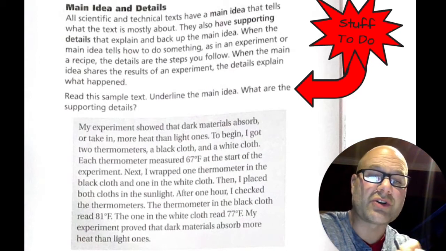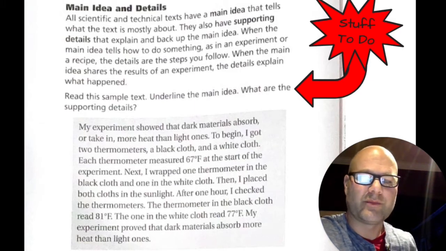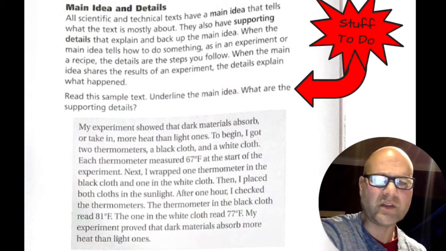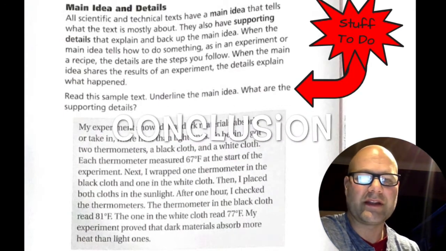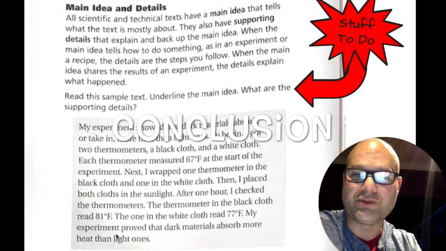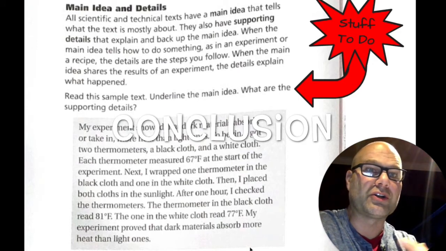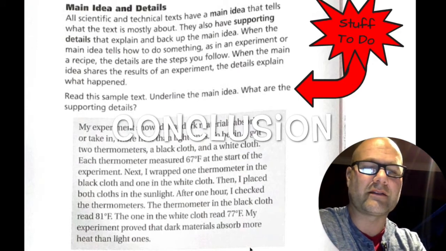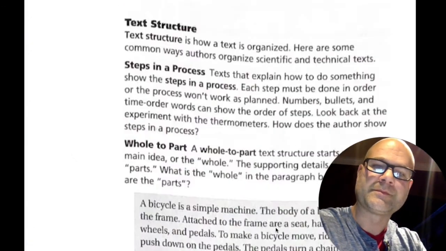You could put stars next to supporting details that tell you what the main idea is, but you'll notice that it's mentioned at the beginning and at the end of the paragraph. And at the very end of the paragraph in science, this is something that we would call a conclusion. So what did the author of this experiment and this writing conclude from the experience of doing this experiment?